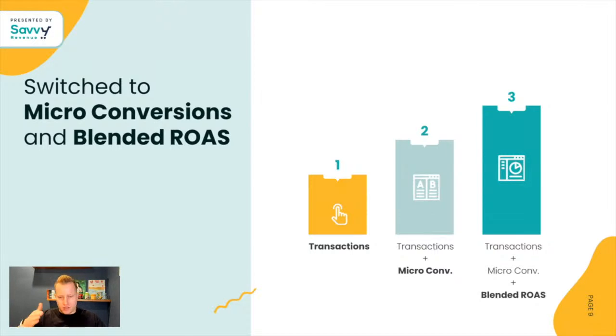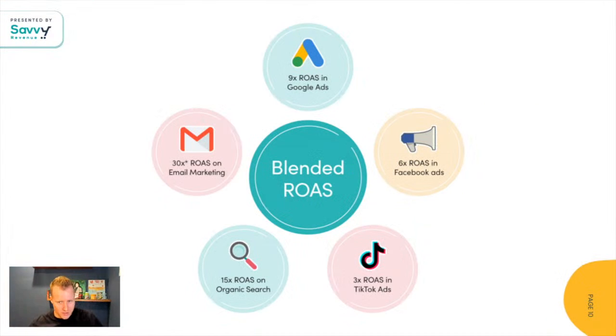The way we did it, we started out just like they had done in the past, using just transactions. It didn't work. We didn't get enough data in, so we couldn't scale further. Then we added the micro-conversions, and we made sure that when we used micro-conversions, we also had blended ROAS, so we didn't just spend more and more and more while the actual revenue stayed flat. But that wasn't the case.